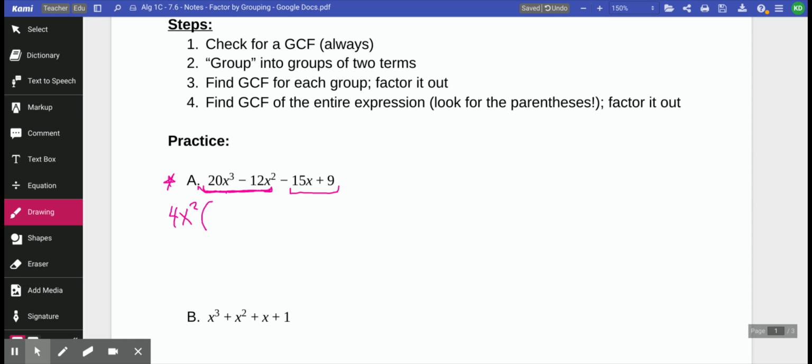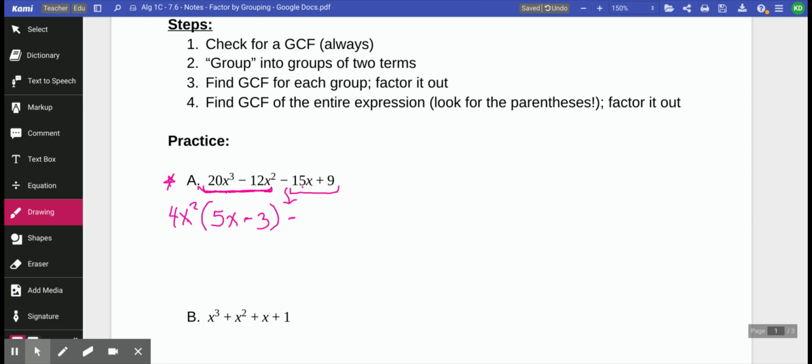So let's see what we have left. 4 times what makes 20? 5, and x squared times x makes x to the third. Bring down your minus sign. 4 times what makes 12? 3, and we already have x squared factored out, so we don't need any more x's. Okay, whatever sign we have in the middle, we're going to factor that out.